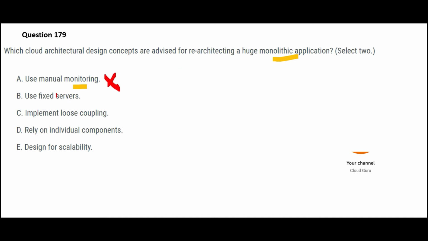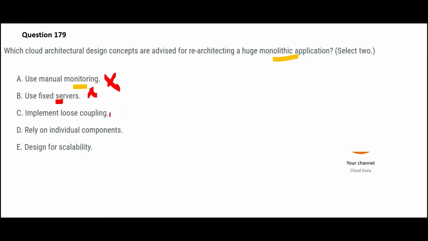Now option B says use fixed hours. Now fixed hours will again make it monolithic, because what you are saying is fixed hours. I mean, your father will be fixed. He is the only one who is designated to earn the money. So that will not work. Okay, because that is a single point of failure.